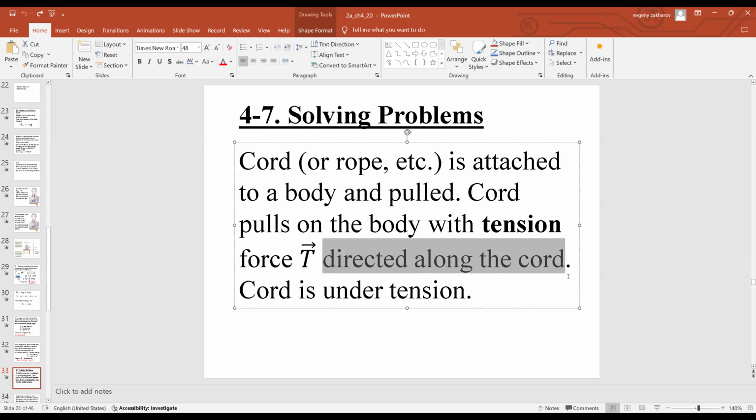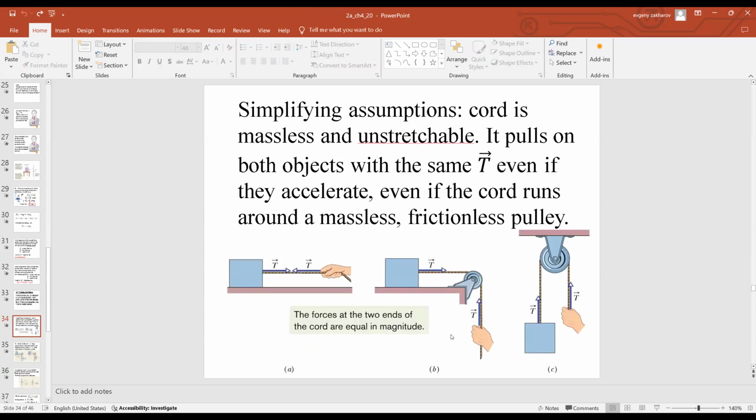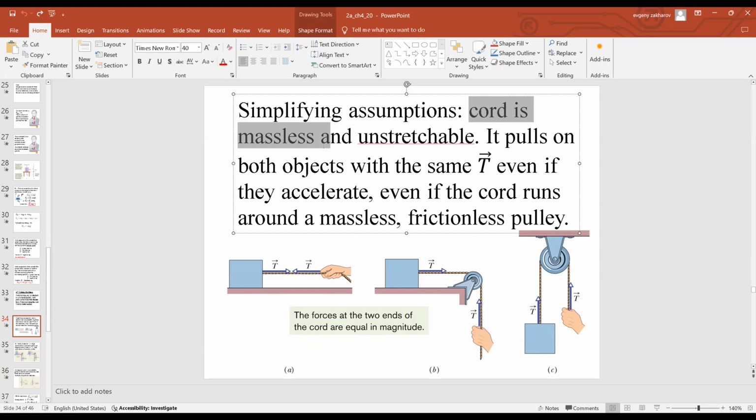That's the main difference between a hinge and a cable or a cord. For hinges, anything is possible. But for cords, ropes, and cables, your tension force is always along the cord, and you say the cord is under tension. For now, for this level of physics, consider the cord being massless and unstretchable. It's going to simplify our problems dramatically. For solving, you don't have to consider any extra stretching, any unevenness in tensions.